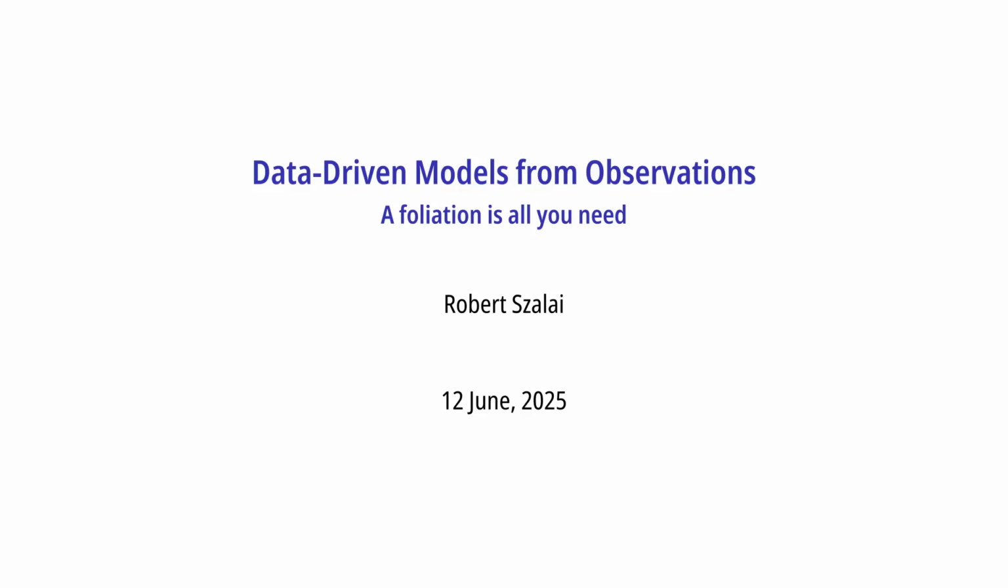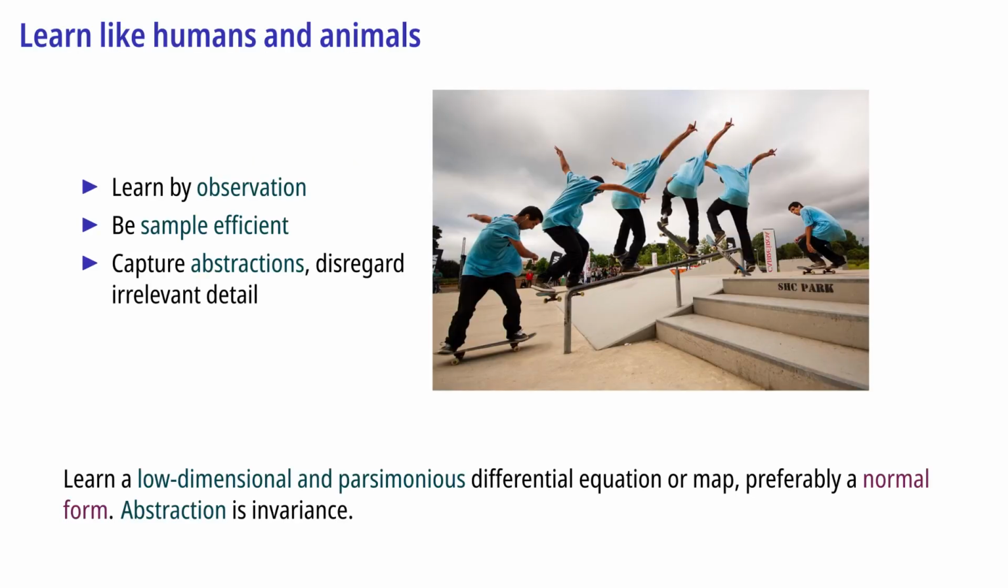This talk is about creating mathematical models from experimental observations. The experimental observation can be an accelerometer signal, a video, or some other time series. Humans and animals mostly learn from observations. Excessive exploration would be too dangerous. They also require very few observations to create a sufficiently accurate mental model.